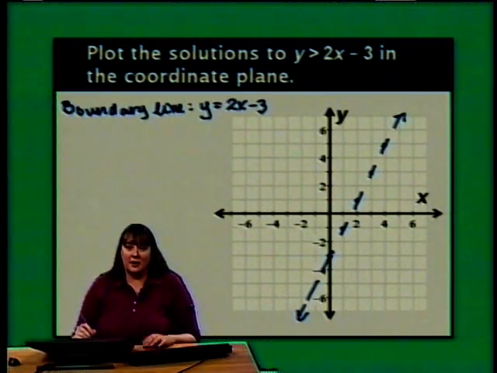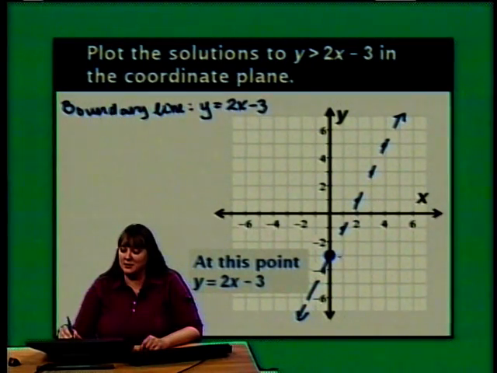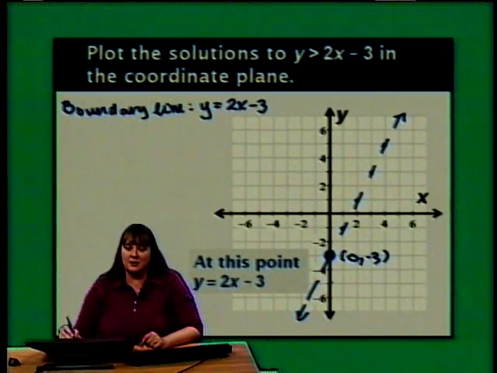And I need to think about, do I shade above this line or do I shade below this line? Well, if I pick a point on the line, we discussed that points on the line are points where y is, in this case, equal to 2x minus 3. So, for instance, the y-intercept (0, -3) is a point where y is equal to 2x minus 3. If I substitute 0 for x, 2 times 0 minus 3 is negative 3, and y is negative 3.